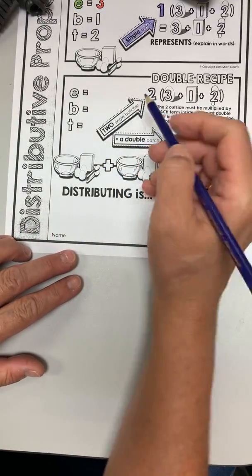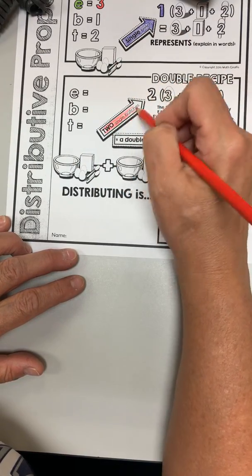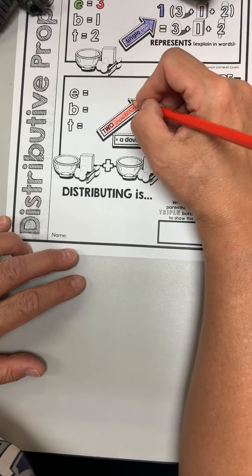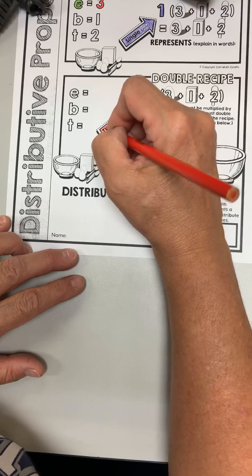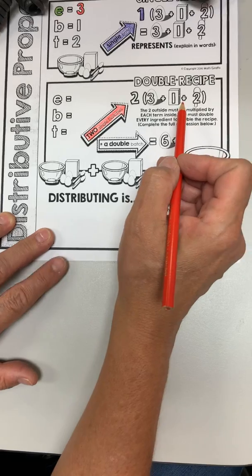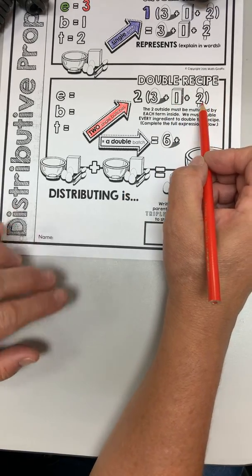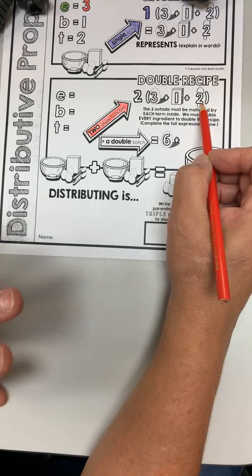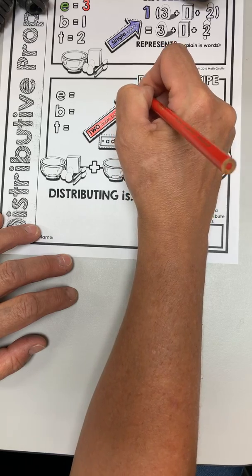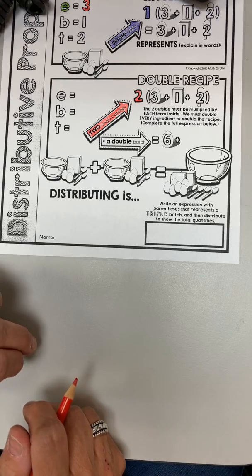So you see that 2 right there? You would have 2 single batches. So you would still have your original recipe that still called for your 3 eggs, your 1 box of your mix, and your 2 teaspoons of the oil. But because you're doubling it, you're going to have to multiply all of it by 2 to get a double recipe.